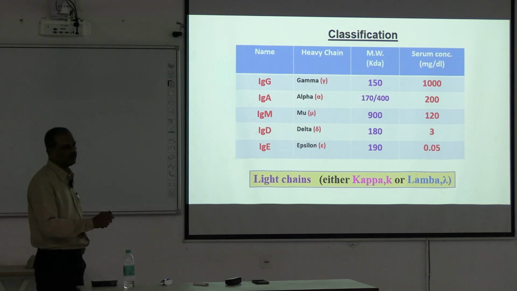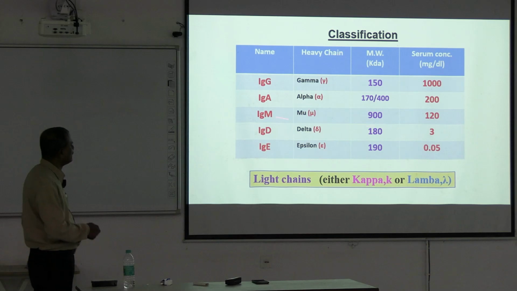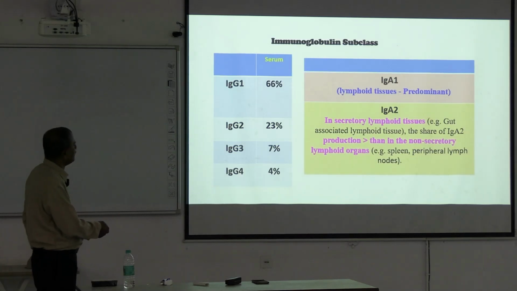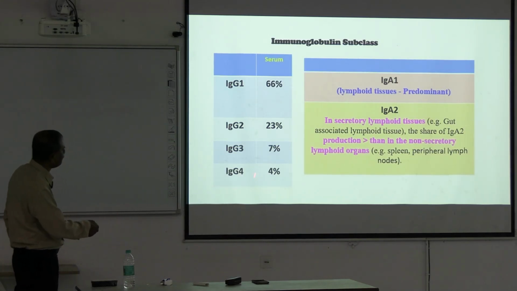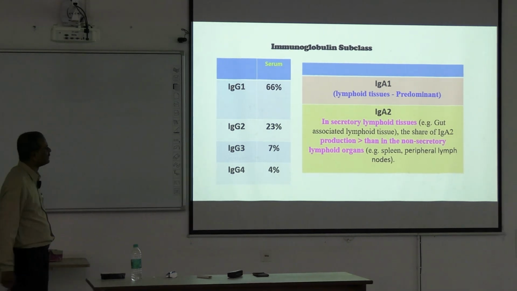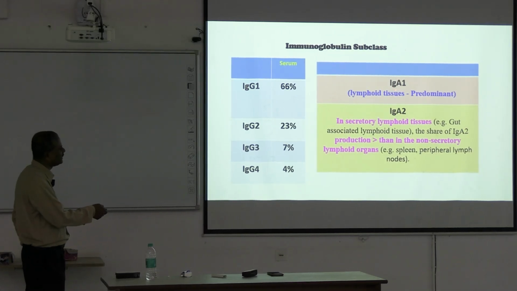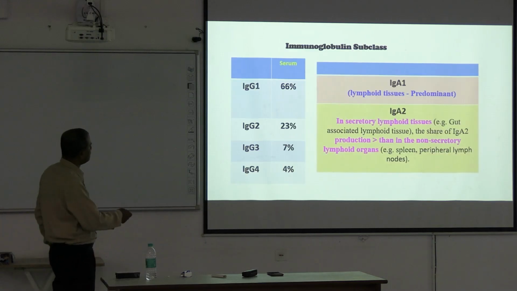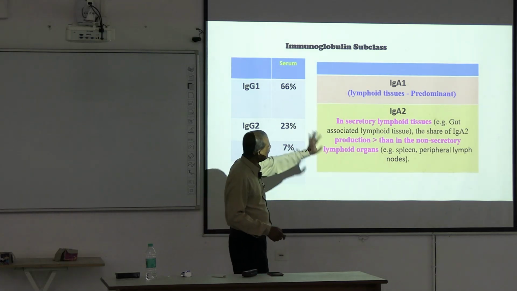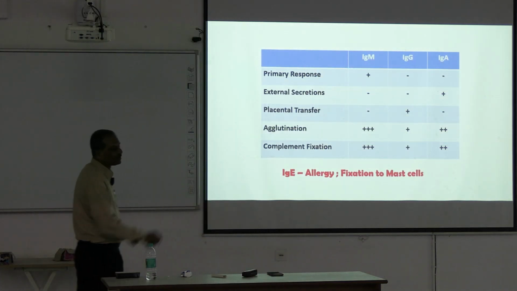IgA is present mainly on mucosal surfaces. IgM is responsible for the primary response. IgD is present in some receptors, and IgE is specifically for allergy. I will give you the chart. Again, for immunoglobulin subclasses, there are 4 types. IgG1 is 66%. Similarly, in subclassification there are IgA1 and IgA2, note this down. These 4 parts are written; this you may not get. But anyway, write down this chart.